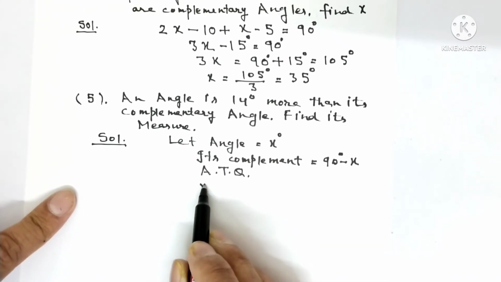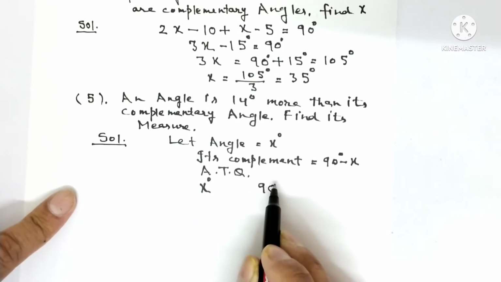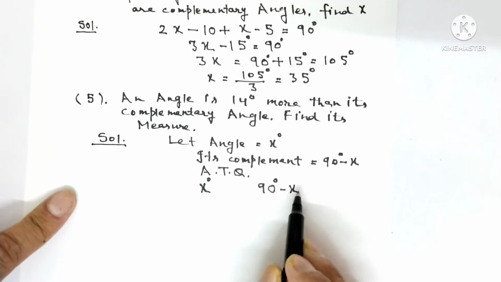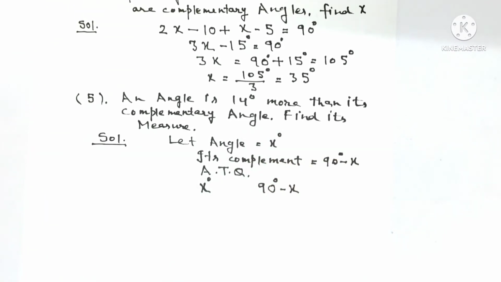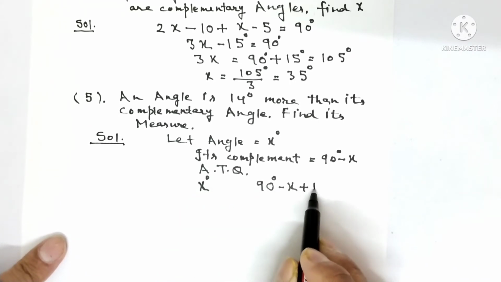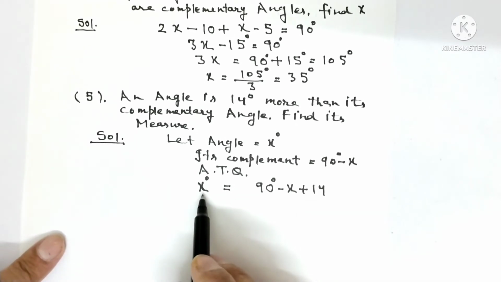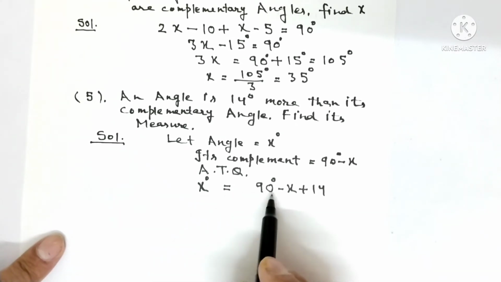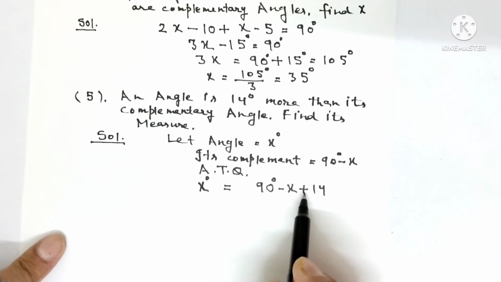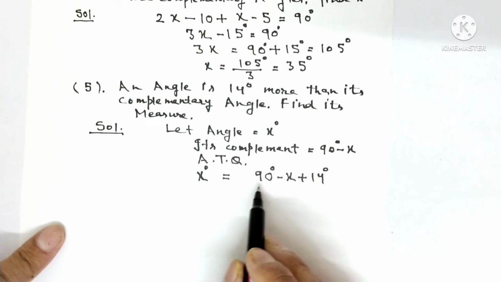So this is the angle, and this is its complementary. Now what is told? An angle is 14 degree more than its complementary, means this is already 14 degree more. So to equate them, you have to add 14 on the other side. I repeat again, this angle is already 14 degree more than its complementary angle, so on the complementary side you have to add 14 degree.